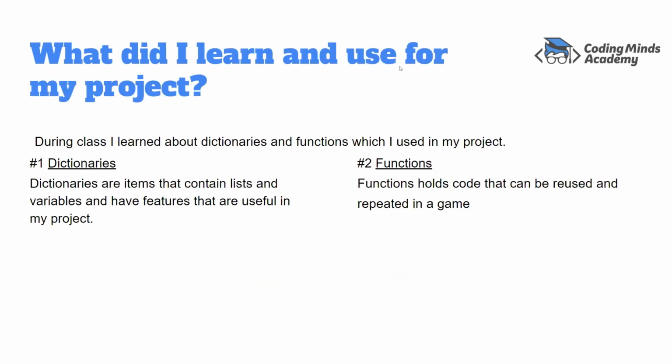So what did I learn and use for my project? During class, I learned about dictionaries and functions, which I used heavily in my project. Dictionaries are items that contain lists and variables and have features that are useful in my project and make it a whole lot easier. Functions hold code that can be reused and repeated in a game. So like going back and forth and stuff.